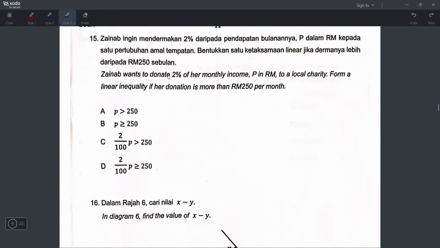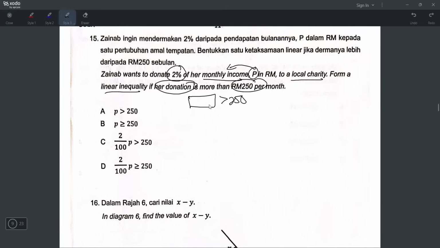15. Zainab wants to donate 2% of her monthly income, P. So P represents the monthly income in RM to a local charity. Form a linear inequality if her donation is more than 250 per month. So the donation has to be more than 250. So confirm we have to write bigger, right? Bigger. But the donation is more than 250.